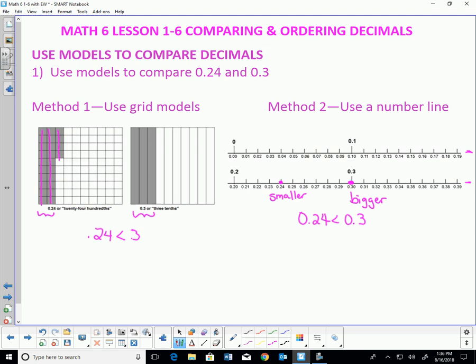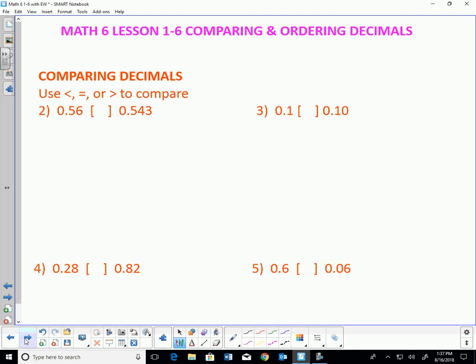Now, using models is helpful to visually see which number is bigger or smaller. However, it doesn't help if you have lots of decimals that you need to compare, because you don't always have time to draw 100 boxes, or heaven forbid if it was like 456.397, which means you'd have to be drawing thousands of boxes, or having number lines that went that large. So a second way to compare numbers, especially decimals, is to look at their place values.